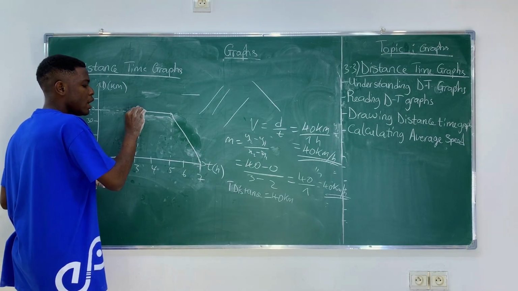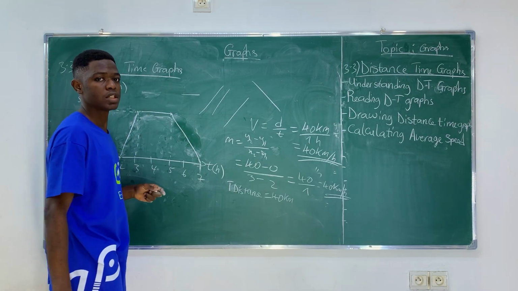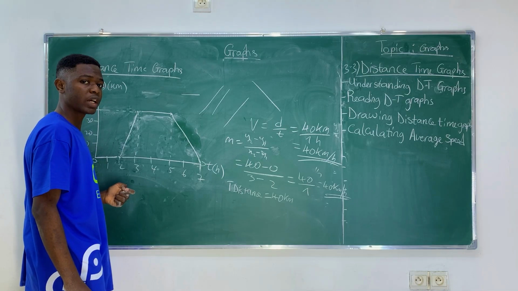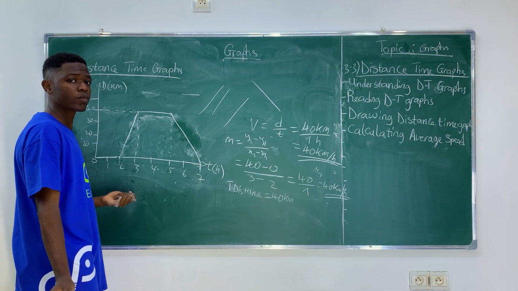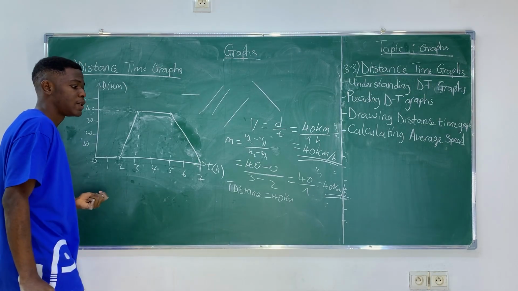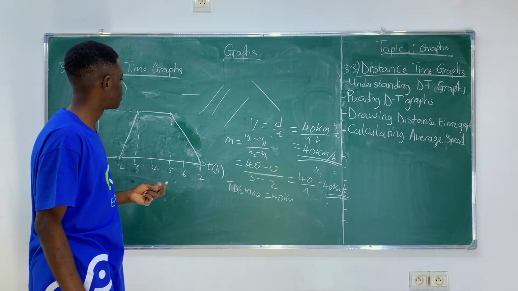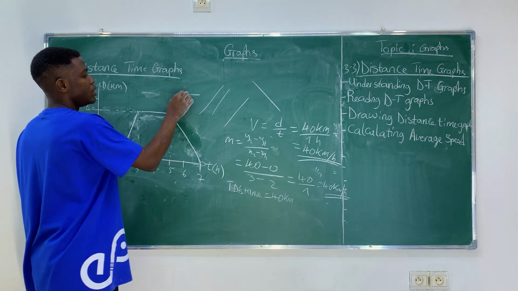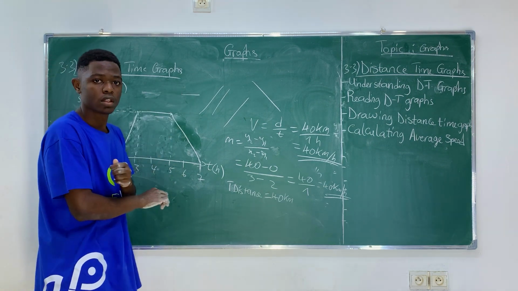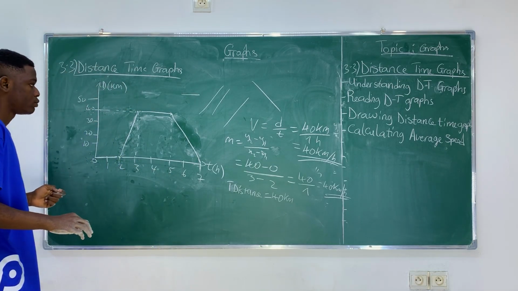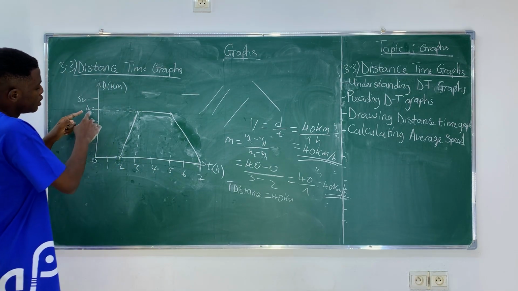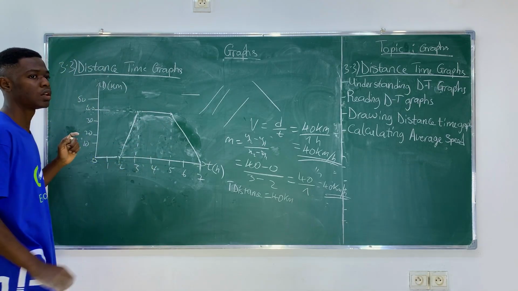Okay, so from here to here, did the car move? Did the car make any distance? No. The car doesn't make any displacement. It's not shaking, because when you see a straight line here, it means it stopped. So it doesn't make any distance because it stopped moving. You can see that 40 is still 40.